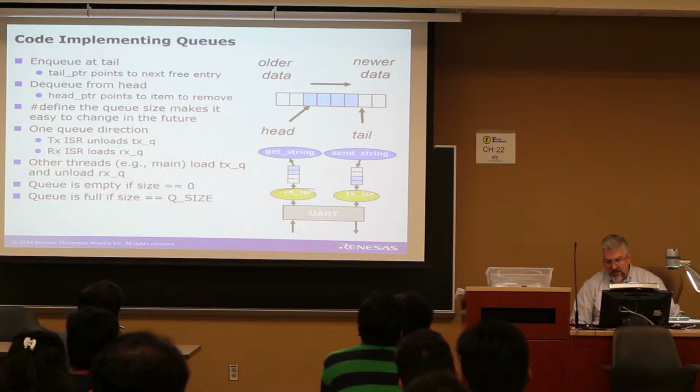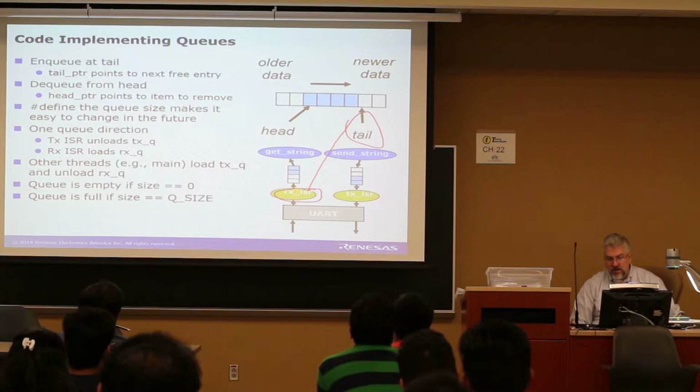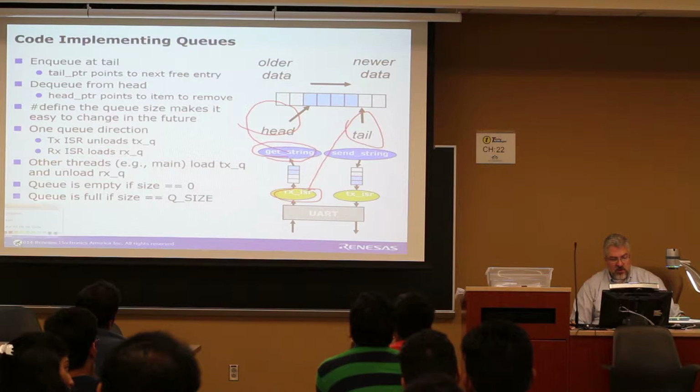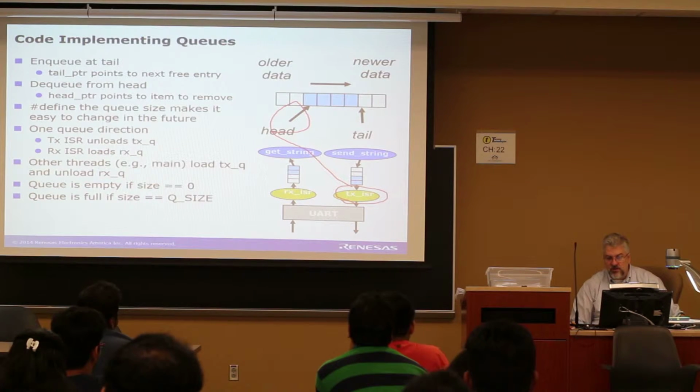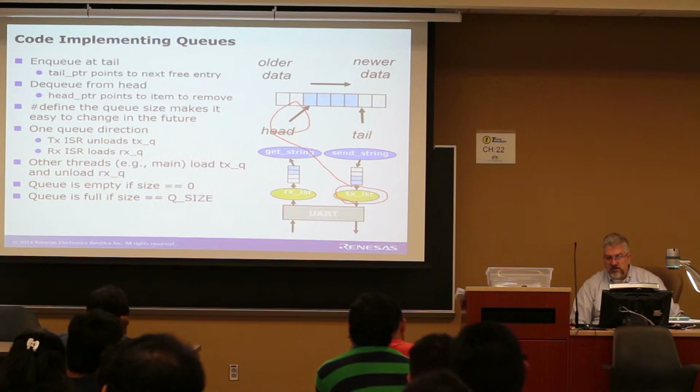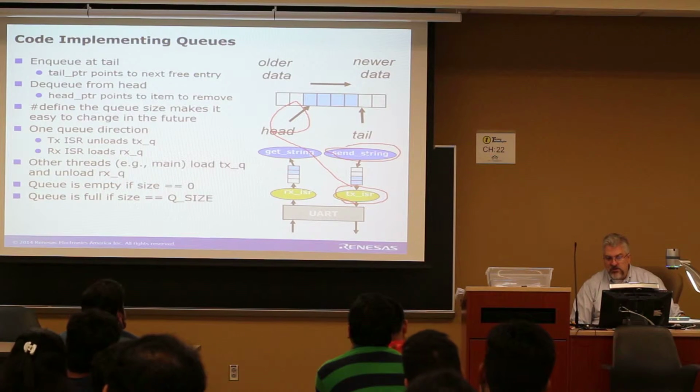All right, so the RX is actually putting data at the tail. The get string would then be taking data from the head because it is consuming. Then if you look at the other way, specifically this queue over here, the transmit ISR will be grabbing stuff from what part of the queue? The head, because it's consuming it, and then the send string is actually putting stuff where? At the tail, at the end.